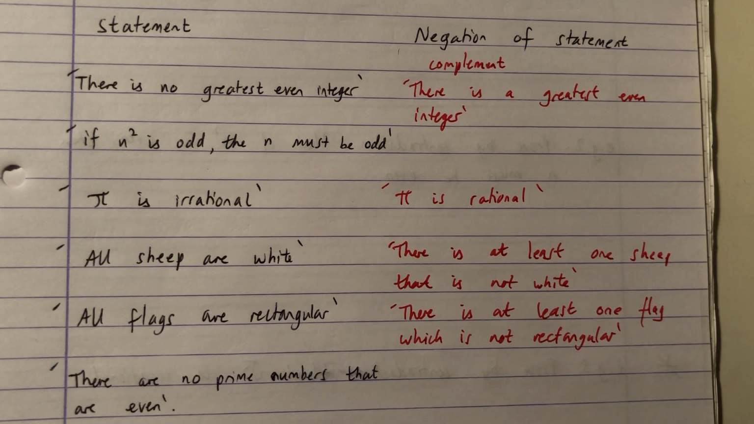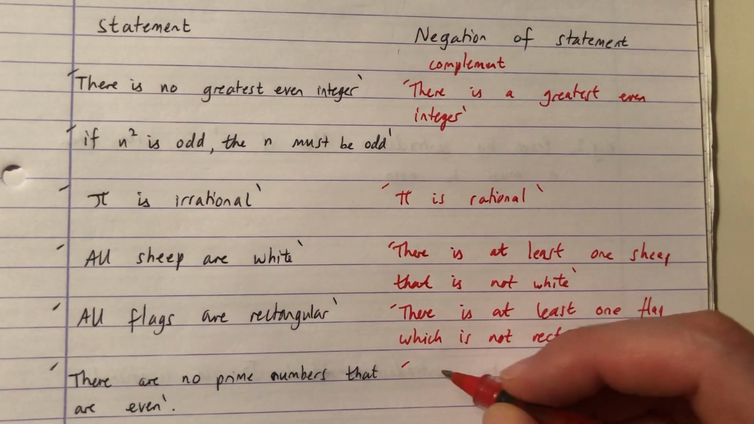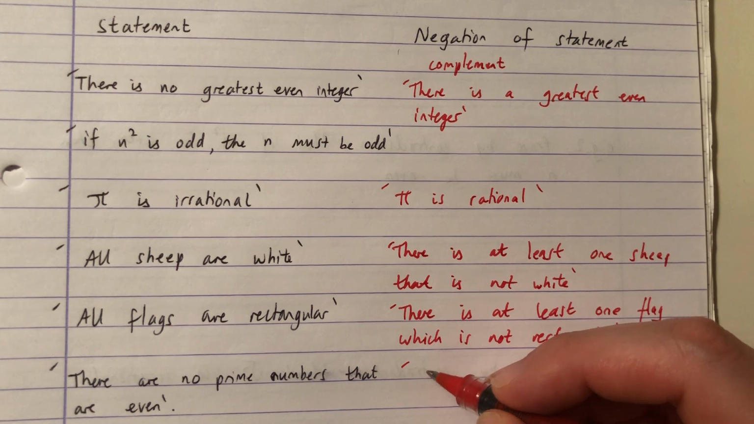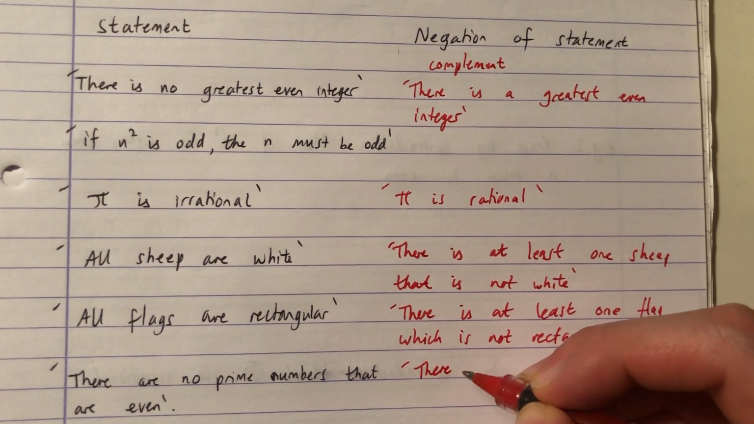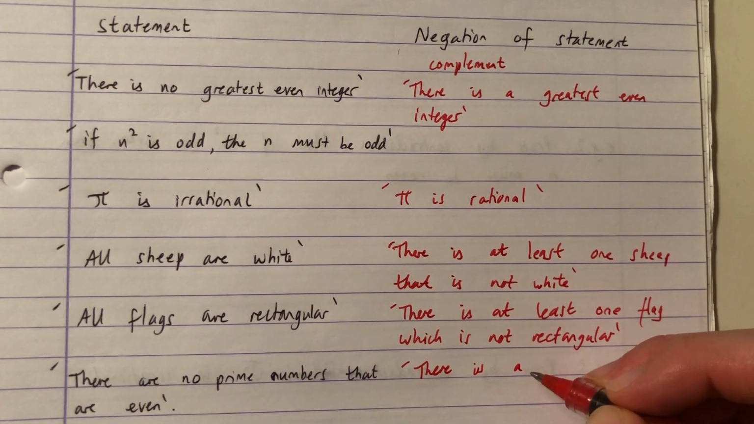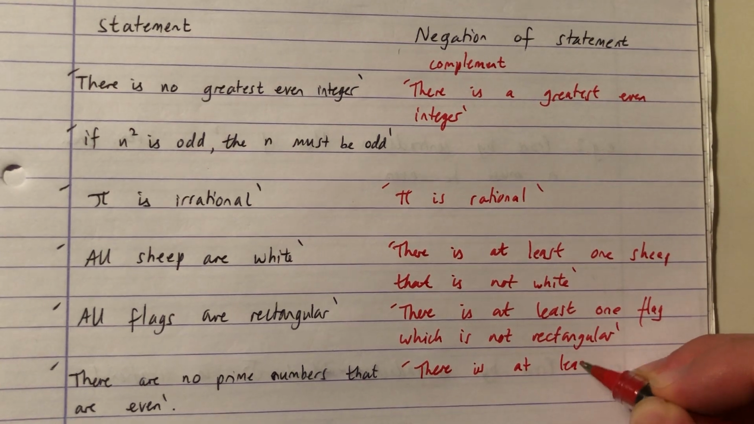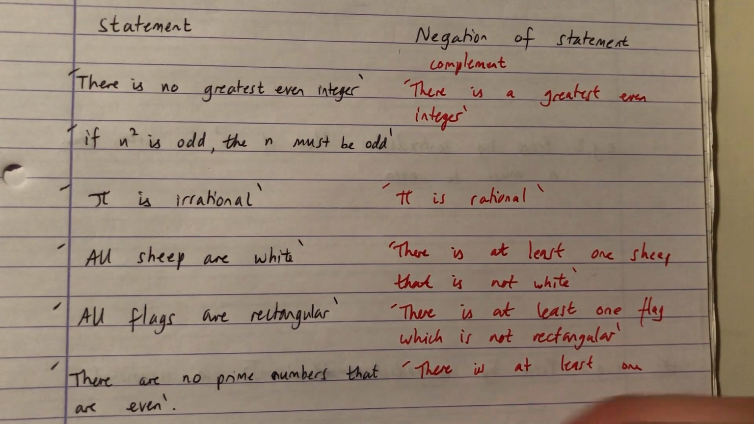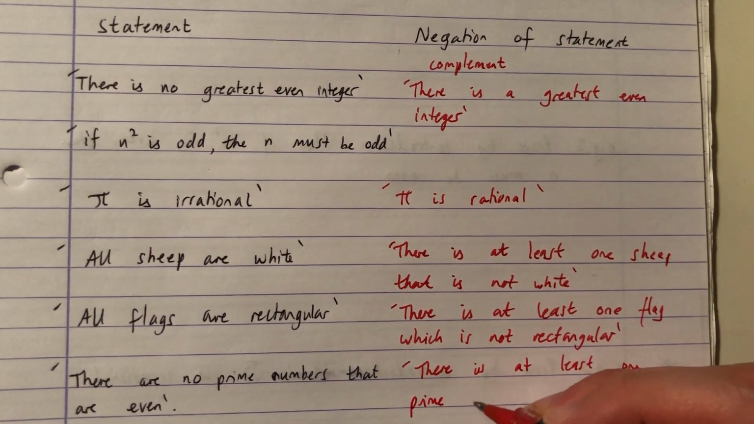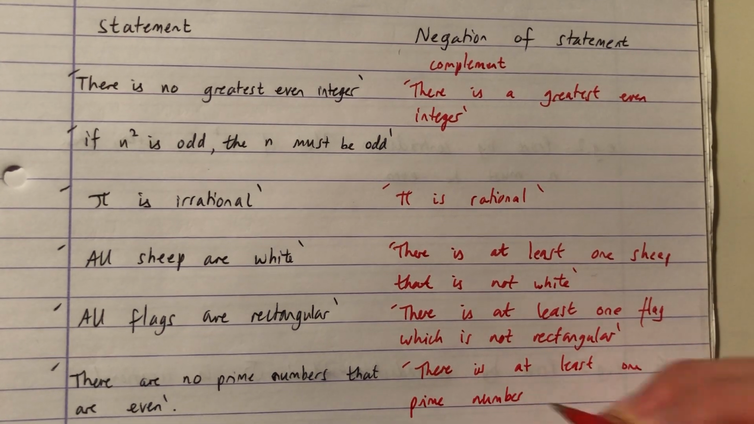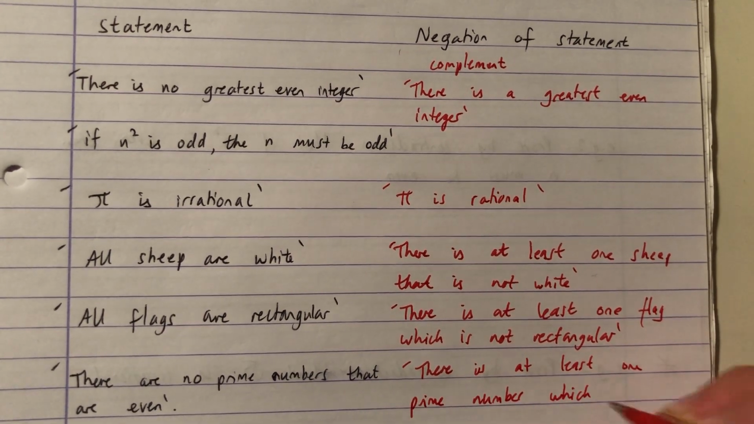Okay, last statement. There are no prime numbers that are even. So they're claiming there are no prime numbers which are even. And the negation of that would be there is at least one prime number which is even.